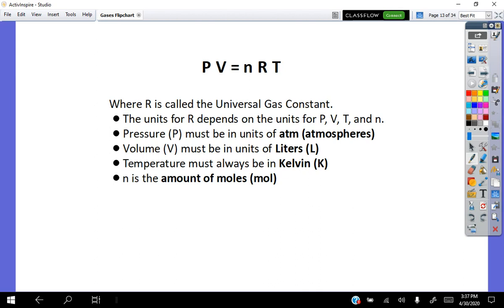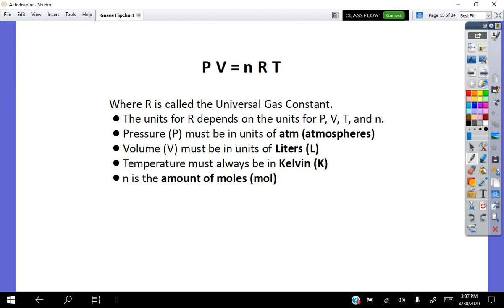In the ideal gas law, we are always going to be given at least three of the variables that we need, and we can solve for the fourth. When I say variables, I'm talking pressure, volume, temperature, and moles of gas. In the equation, PV equals nRT, we also have something called the universal gas constant.